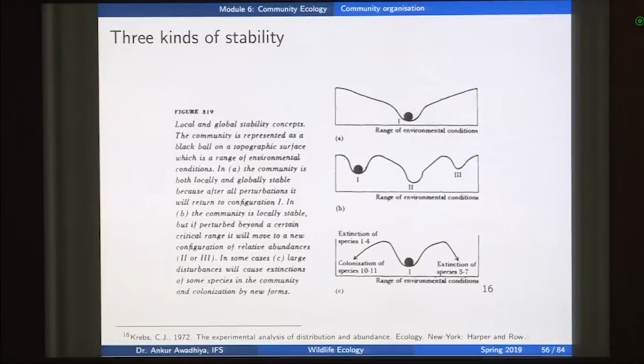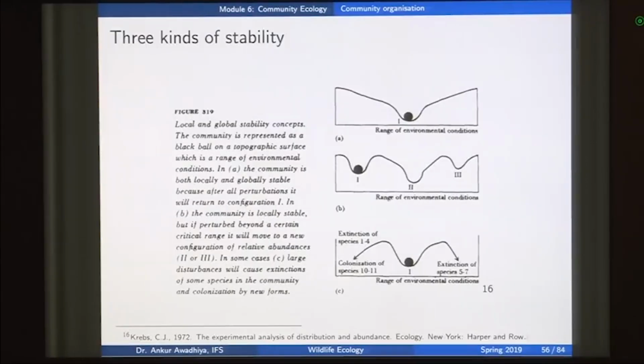So, a grassland is a stable community. If you put some amount of change in the grassland, it will come back to its own state. But if you bring about a large change, then maybe it would convert itself into a shrubland, or maybe it would convert itself into a more primitive level, say a moss stage. So, that would be an example of local stability.